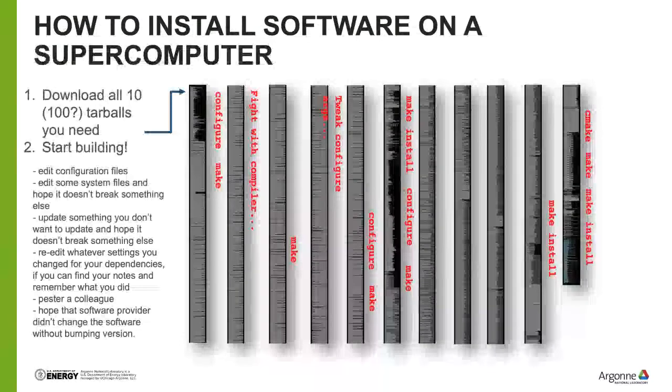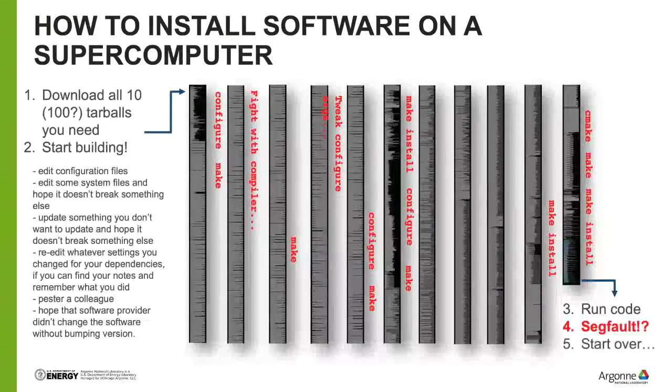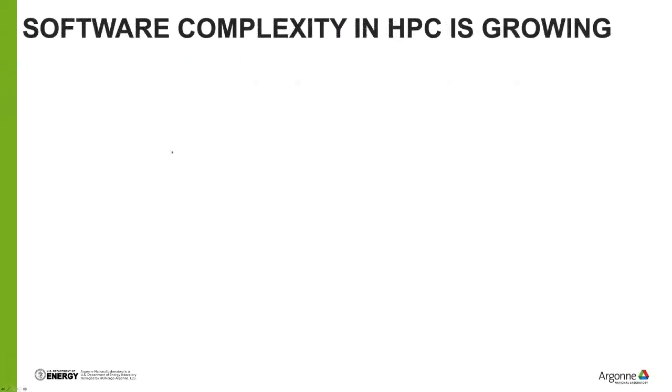And ultimately, you hope that the software version wasn't changed without bumping the version number, giving you a loss of information that way. And hopefully you can get through this process. You may end up running your code and then having it segfault and having to start all over. So we're looking for a more robust solution for software deployment.